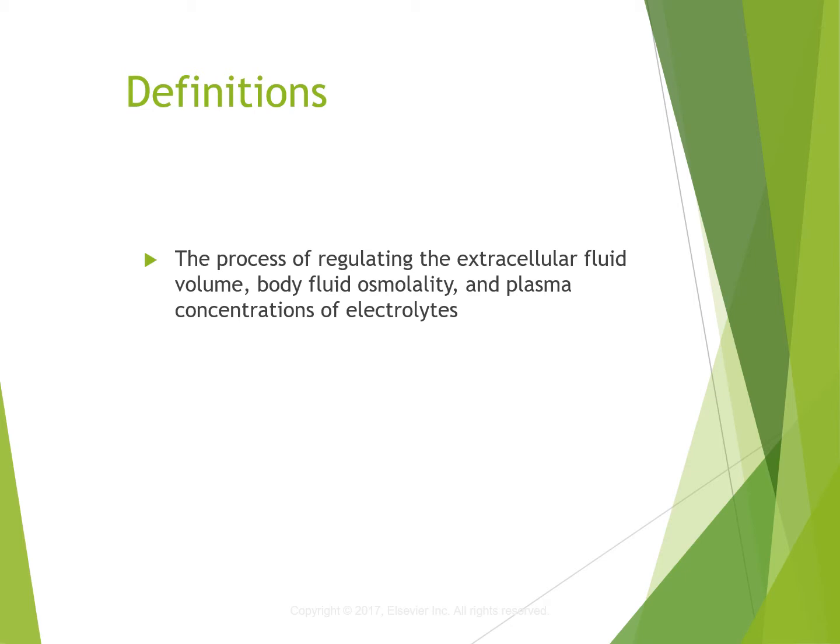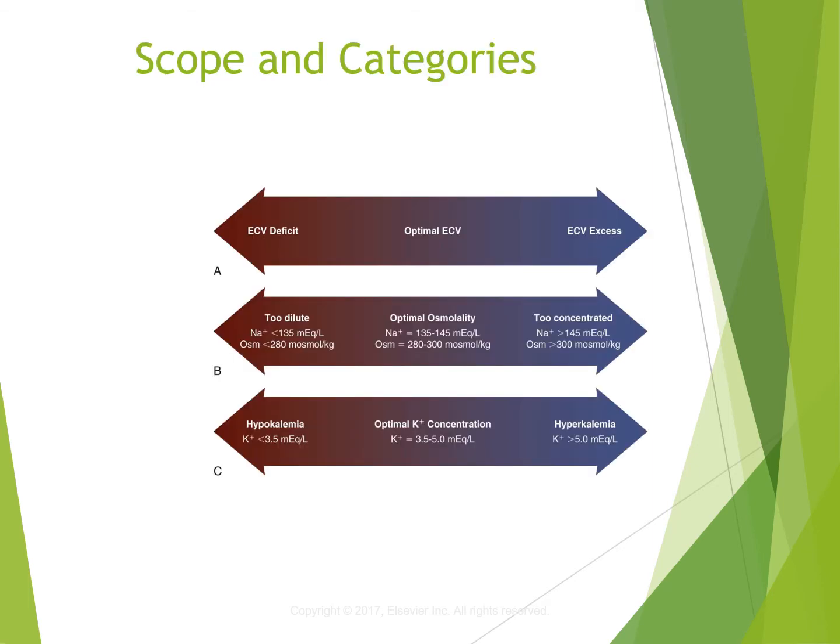Fluid and electrolyte balance is defined as the process of regulating the extracellular fluid volume, body fluid osmolality, and plasma concentrations of electrolytes. Scope and categories: optimal extracellular volume is in the middle, excess is to the right, and deficit is to the left. That's in arrow A. Arrow B is optimal osmolality. They're talking about electrolytes and osmolality.